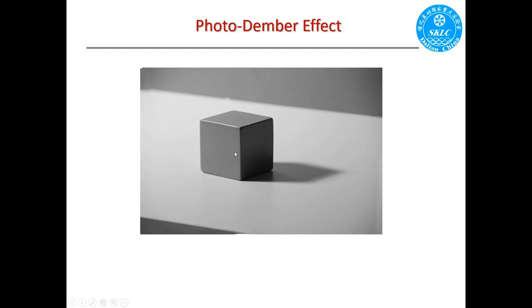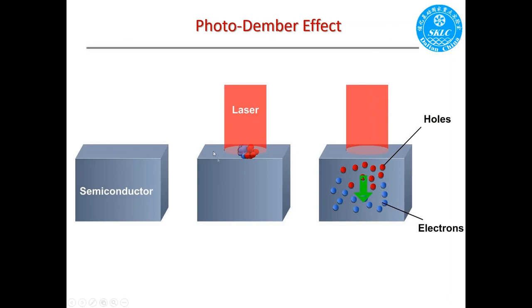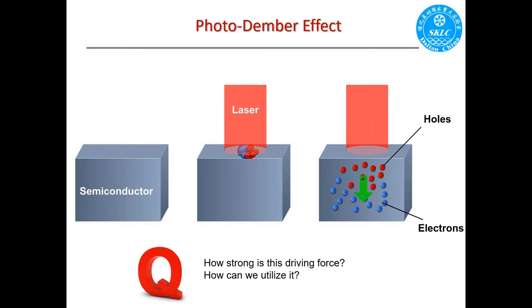Another very important effect in physics is the photo-Dember effect. It claims that if you have a very strong laser hitting one localized surface, you will see that the electrons move faster than the holes for most materials. The mobility of electrons is quite large, more than the holes. So it naturally forms separated electrons and holes. That's a kind of charge separation. So the problem is whether this phenomenon also happens on the photocatalyst, how strong this driving force is, and whether we can utilize it to perform photocatalysis.